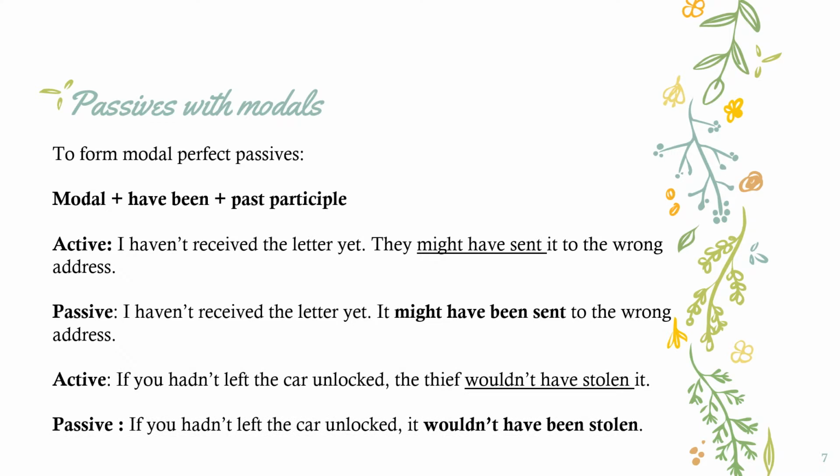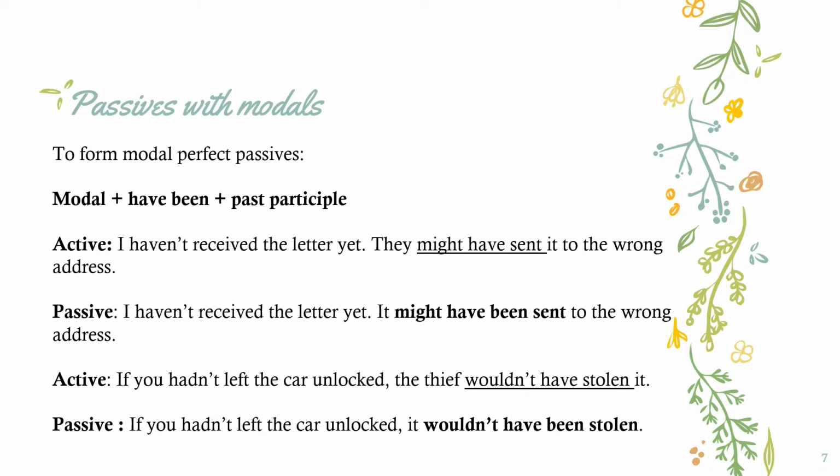To form modal perfect passives, we use modal plus have been plus the past participle. An example, I haven't received the letter yet. They might have sent it to the wrong address. The passive form of this sentence is I haven't received the letter yet. It might have been sent to the wrong address. Notice that might is followed by the perfect form have been plus the past participle form of the verb sent.